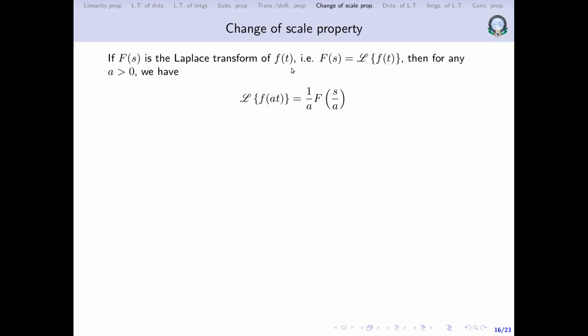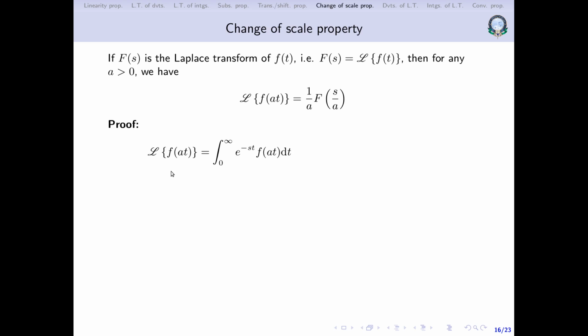If capital F is the Laplace transform of small f, then for any positive a, the Laplace transform of f of at is considered. Suppose t was taking values 0, 1, 2, 3, 4 and so on, and let's say a is equal to 2. Then we are evaluating the function at 2 times those values. So basically you are increasing the scale, like zooming in to the function. That will be equal to 1 by a times the Laplace transform, where the argument, instead of s, becomes s by a.